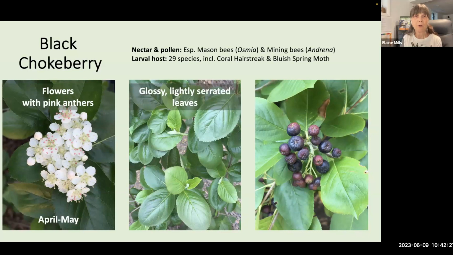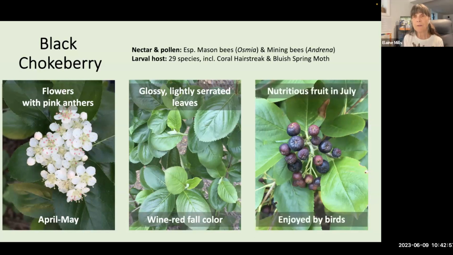This plant has glossy, lightly serrated leaves, very characteristic of the rose family plants, and it's an excellent larval host plant supporting 29 species, including the coral hairstreak and the bluish spring moth. It has a wine red fall color. I personally find the foliage of the red chokeberry, Aronia arbutifolia, to have an even more brilliant fall color.